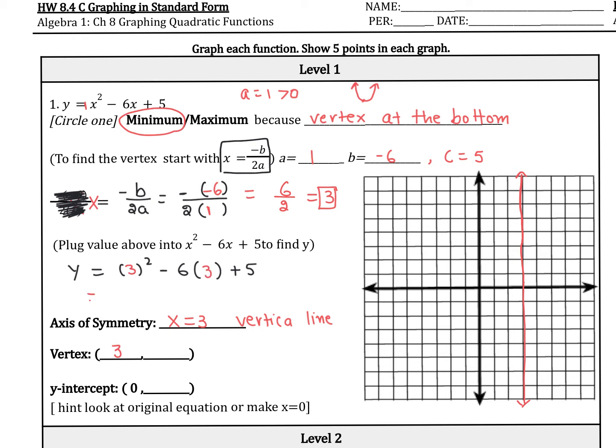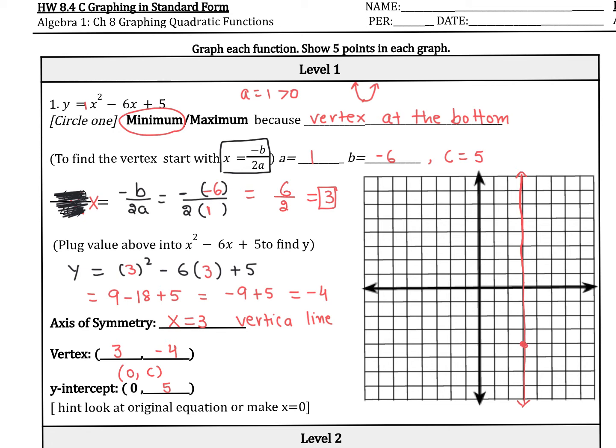And now solve this. 9 minus 18 plus 5. That's going to be negative 9 plus 5, and that is negative 4. The y-intercept is always 0, c. In this equation, c is the last number, and that is 5. So the y-intercept is 0, 5. You're going to plot the vertex 3, negative 4. So 1, 2, 3, and down 1, 2, 3, 4. This is 3, negative 4.